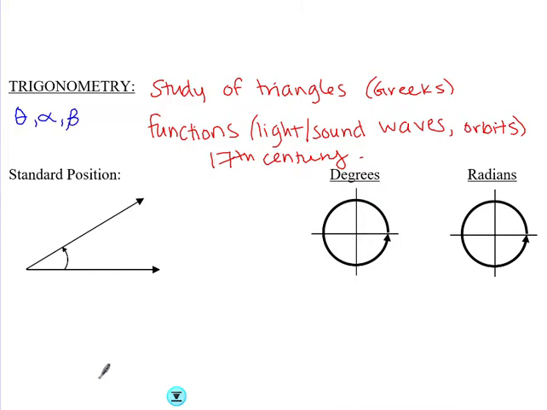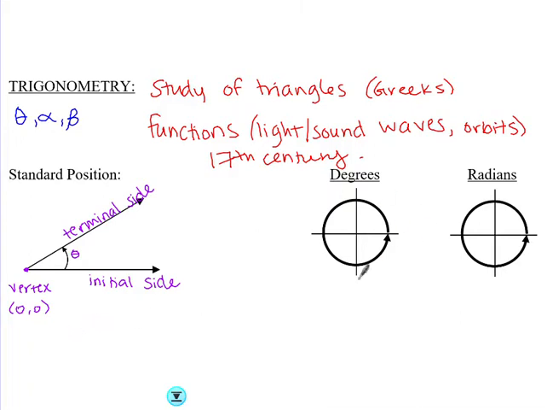Let's start by taking a look at the standard position for an angle. When you have an angle in standard position, this is the initial side. This is the terminal side. The point here is the vertex, which is typically at 0, 0. And this is our angle.